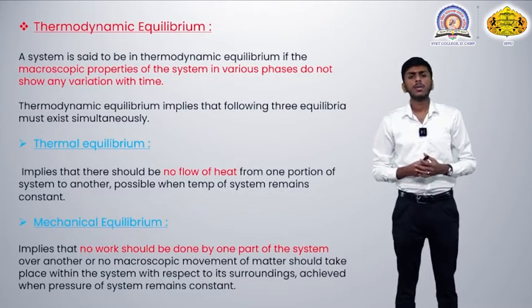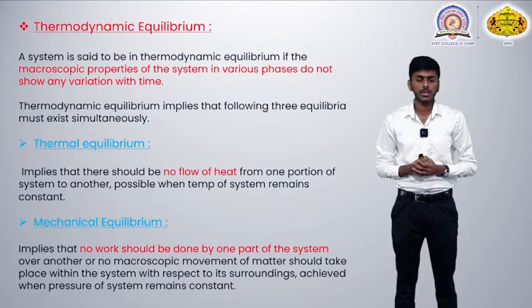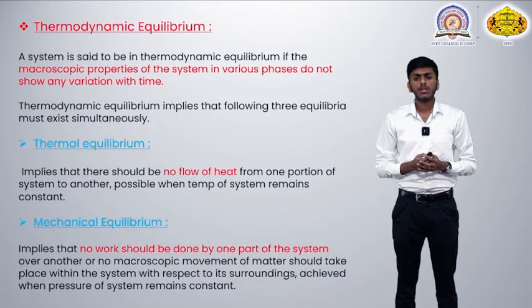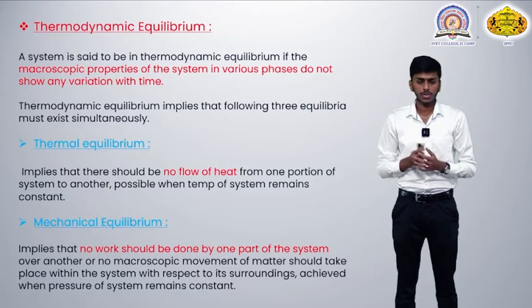Now we are going to learn about thermodynamic equilibrium. A system is said to be in thermodynamic equilibrium if the macroscopic properties of a system in its various phases do not show any variation with time. Thermodynamic equilibrium implies the following three equilibria must exist. First is thermal equilibrium. It implies that there should be no flow of heat from one portion of the system to another portion. It is possible when the temperature of the system remains constant.